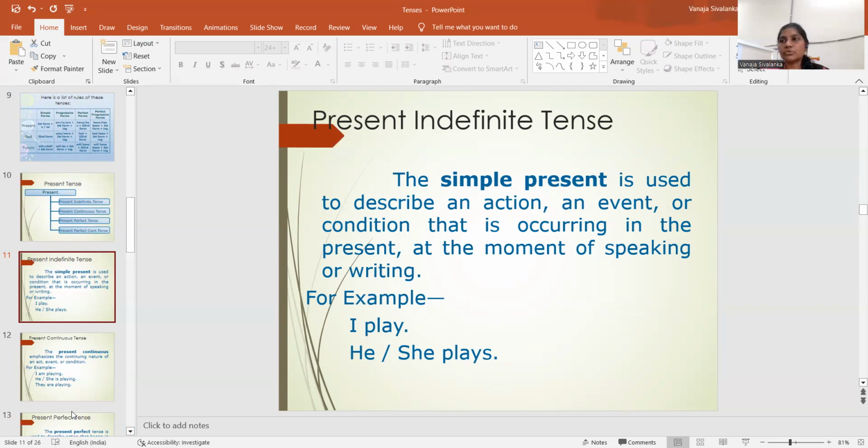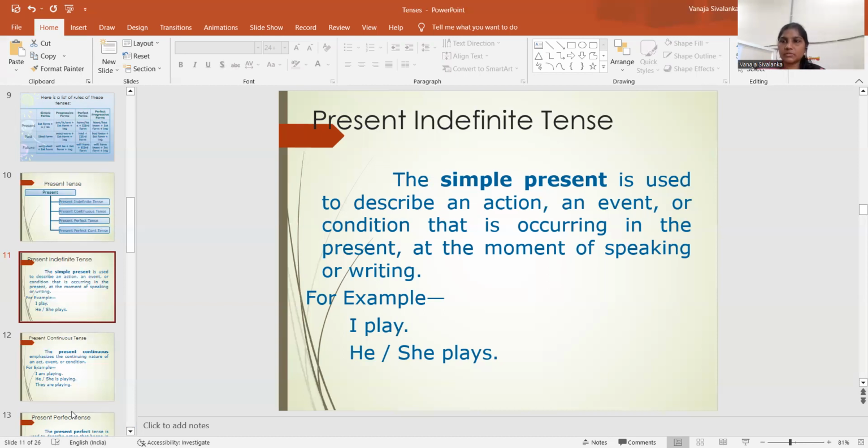And simple present is also used for past and historical events. For example, Taj Mahal is built by Shah Jahan. All the proverbs are used in simple present. For example, honesty is the best policy. Practice makes a man perfect. And simple present is also used to express likes, preferences and dislikes. For example, I like to watch action movies. I prefer tea to coffee.